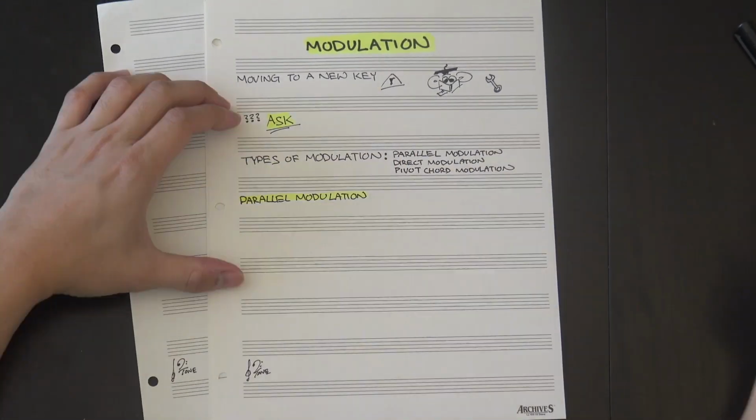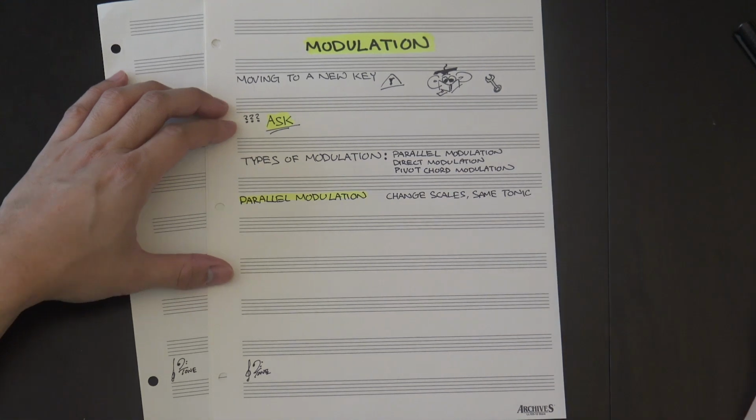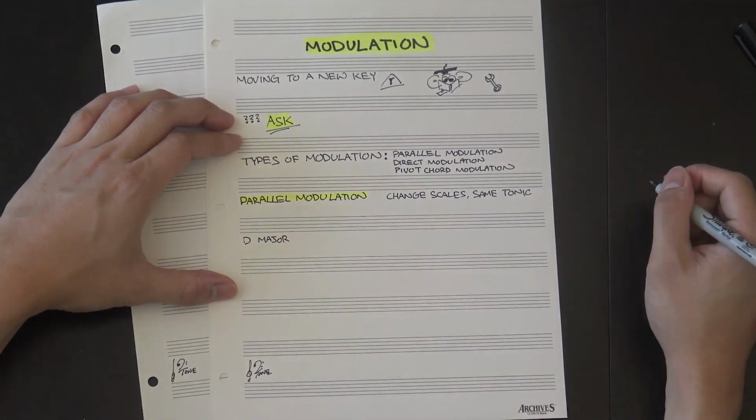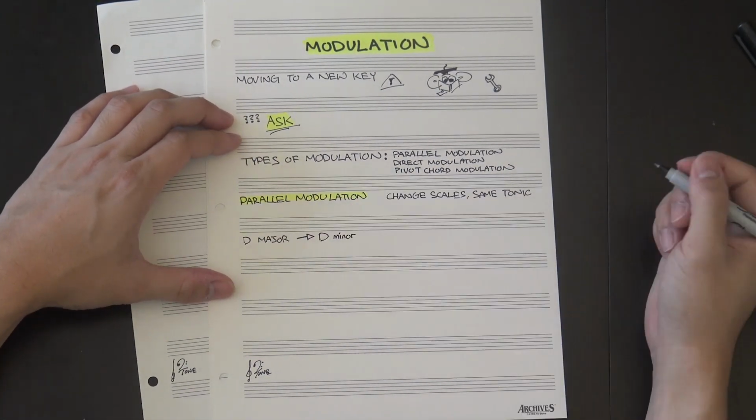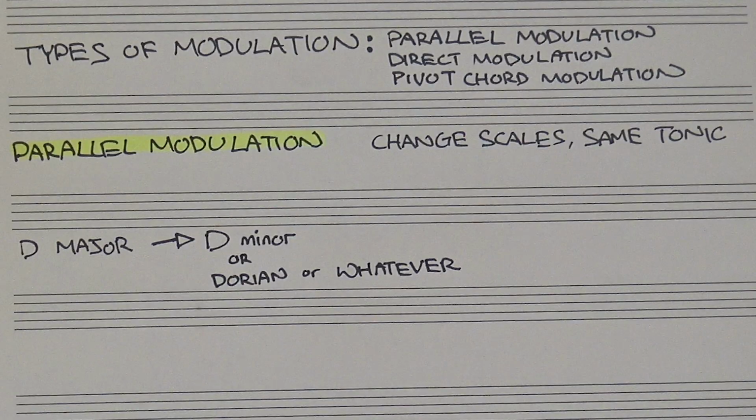Parallel modulation is when you change scales but keep the same tonic. For instance, you could start your piece in D major and then transition at some point to D minor or even D Dorian. This changes the emotional feel of the piece without affecting the tonic grounding.